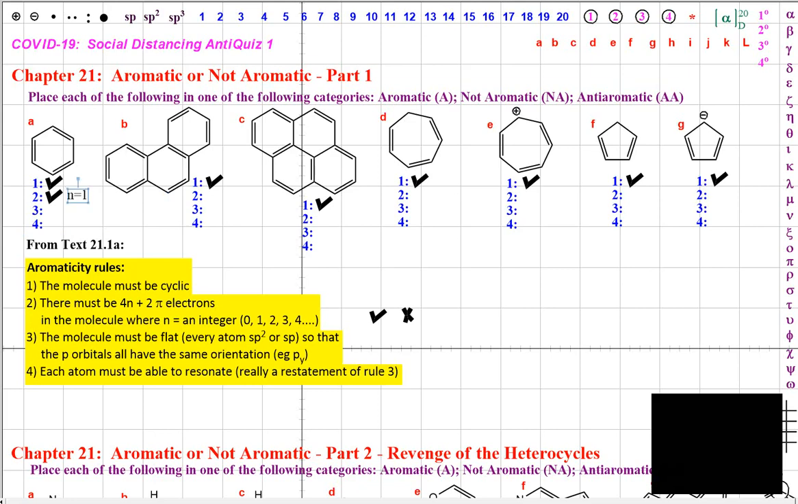Once again, 2, 4, 6. This molecule: 2, 4, 6, 8, 10, 12, 14. 14 pi electrons, solved with n equals 3.